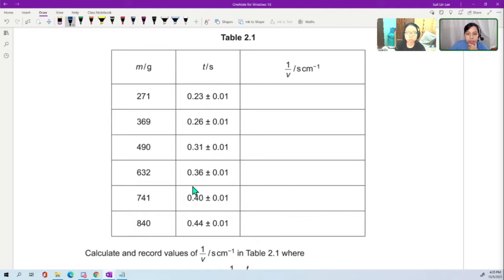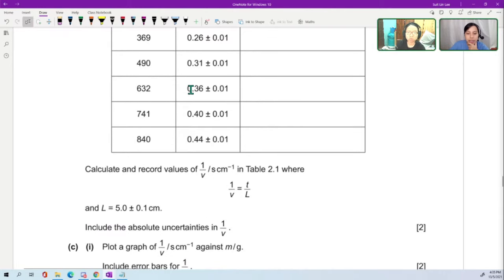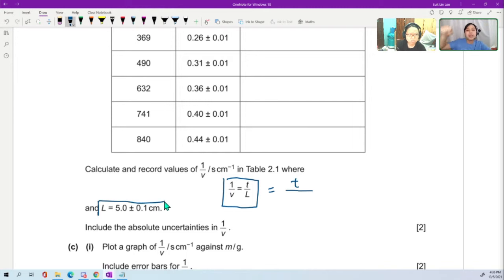Scroll down a bit. Wait. So you will use t over L to calculate 1 over v. Why they put it down here? So don't be like, Miss, there's missing information. No, it's down there. You scroll down and see. And they give you L. So you must remember to divide everything by 5. So t divided by 5 cm.